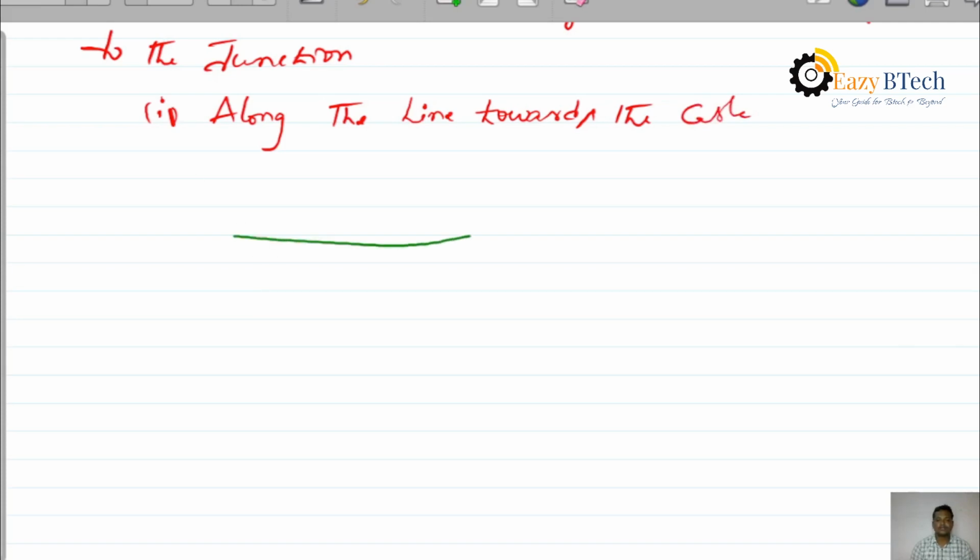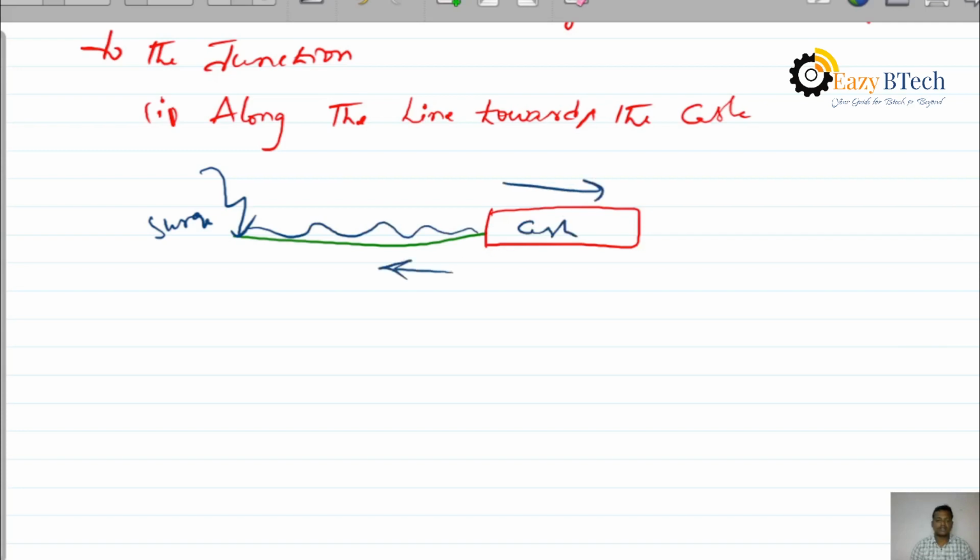This is the transmission line, connected to a cable. The surge is initiated here and is traveling along the line towards the cable. This is the cable. Then how much is transmitted, how much is reflected? This is case 1. Case 2 is along the cable towards the line.